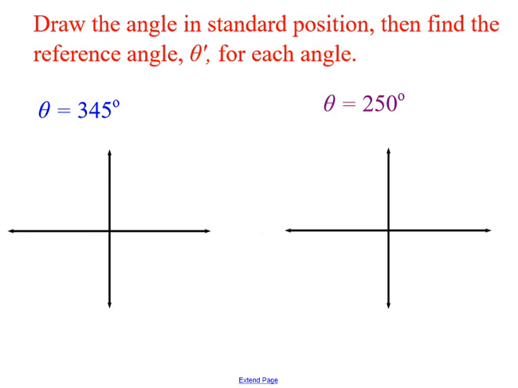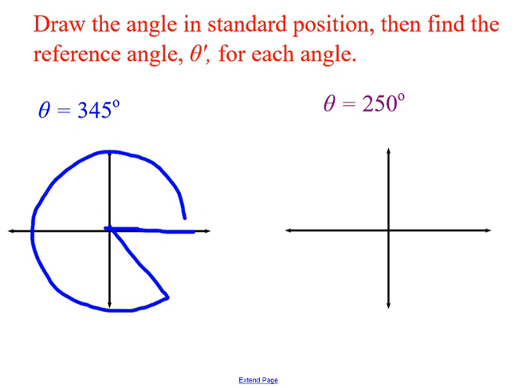So these are some of the same questions we did in the previous video, where we had our angle in standard position. So let's start with this one of 345, okay? So if my angle is 345, again, I start here, and I'm gonna go around, I pass 90, I pass 180, I pass 270, I come here. So this is my 345 degrees.